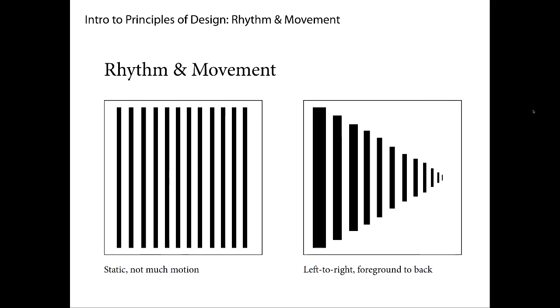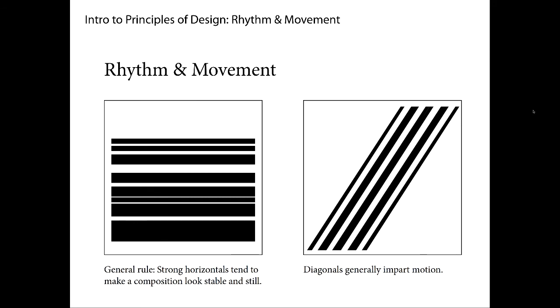Here again is another left to right, foreground to back. On the right side there, going from the heavy line to the very, very small line on the far right gives it an illusion that it's going from the foreground to the background. Diagonals generally impart motion and a dramatic sense and some dynamic sense to the composition.